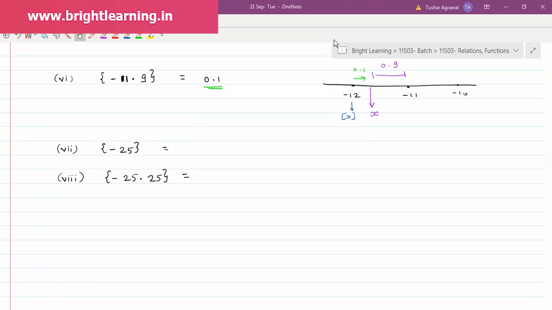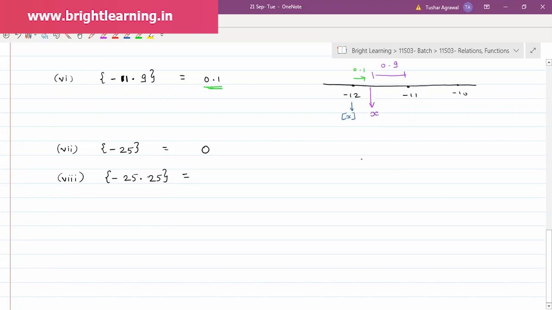Any understanding? Yes, sir. Minus 25, this should be clear that the fractional part will be 0, because x is negative 25, and the step x, the greatest integer function, is also negative 25. So you no need to move anywhere. The fractional part will be 0. Now minus 25.25.